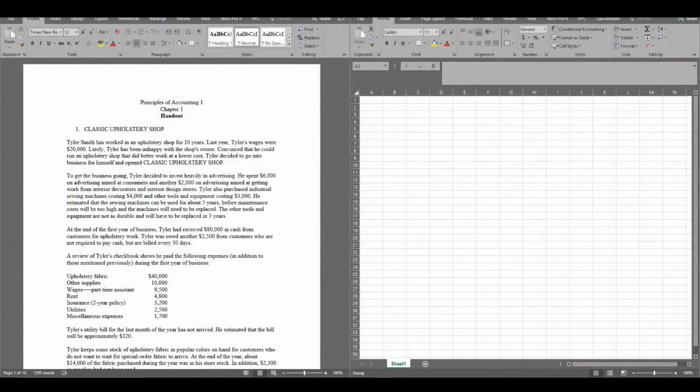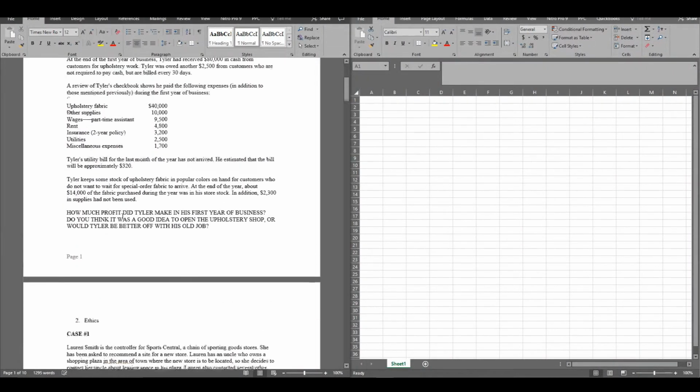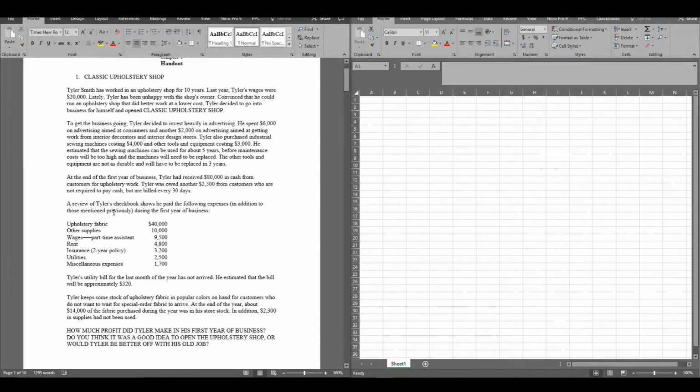So here we go. The first part of the handout says Classic Upholstery Shop. And this is just an example. We're not going to be answering this question, but this is to give you an idea of what we will be doing as we move through this course.